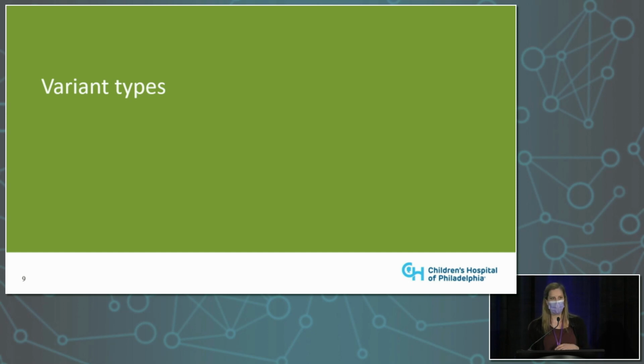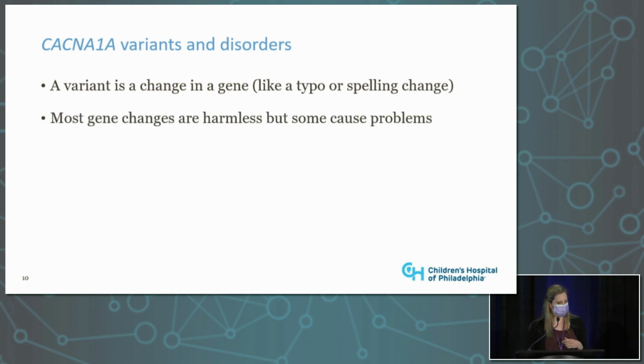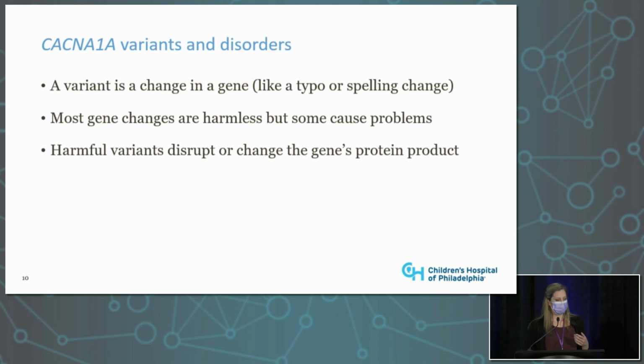So now a little bit more about changes in the CACNA1A gene and these differences that can lead to different disorders. A variant is just a change in a gene. A variant is the term that we tend to like to use over something like mutation because not all variants are harmful. It's really just like a typo or a spelling change. So just some sort of difference. And again, most gene changes are completely harmless, but some can cause problems. And those that do cause problems tend to disrupt or change that gene's protein product. So in this case, it would affect the calcium channel itself.